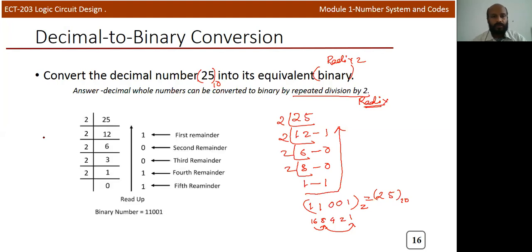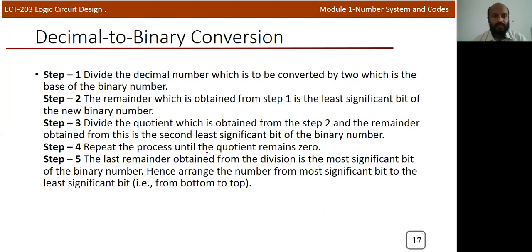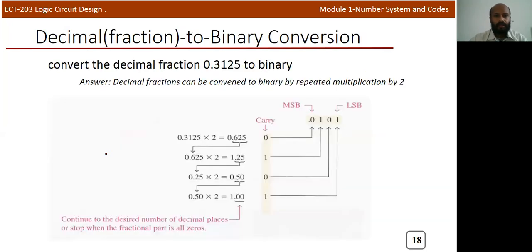This is the same way, and very important, you need to write the answer from the bottom to the top. This is the first remainder, this is the fifth remainder. This will be the LSB and this will be the MSB. That's the only thing you should remember in this particular case. And now the same rule is explained here. We can read this, and now we'll discuss how we can convert a fractional number into binary.